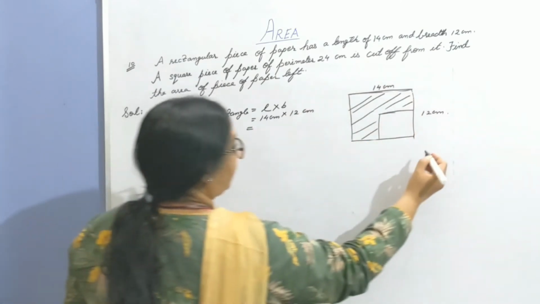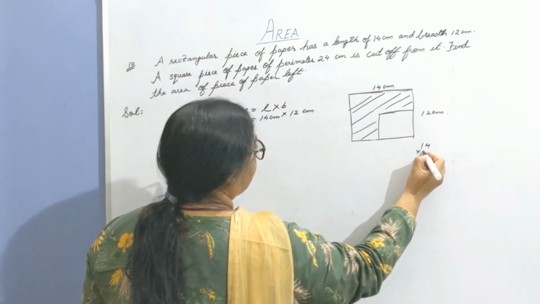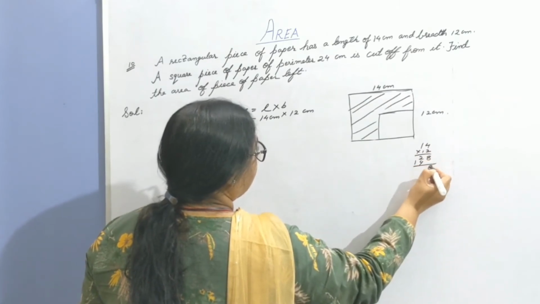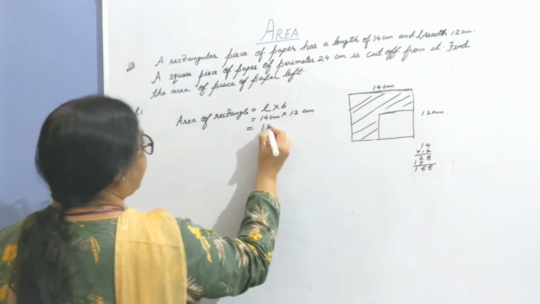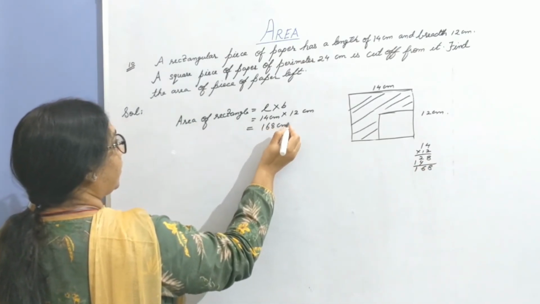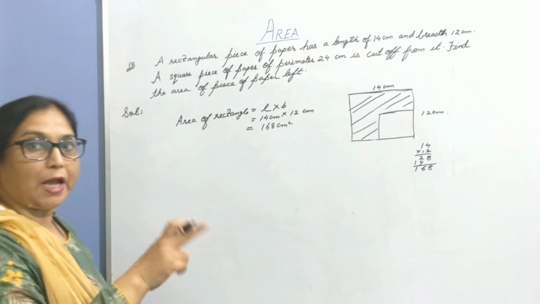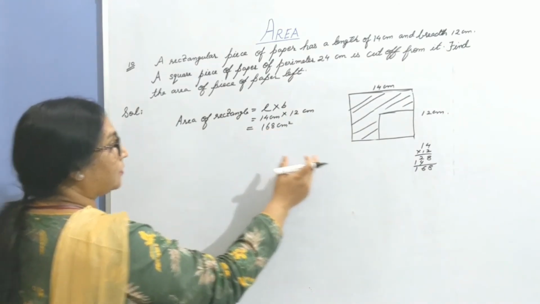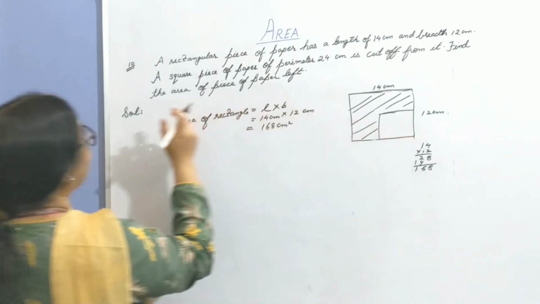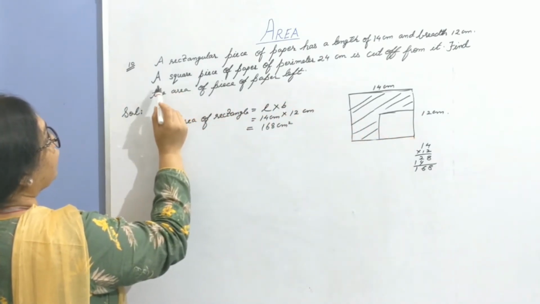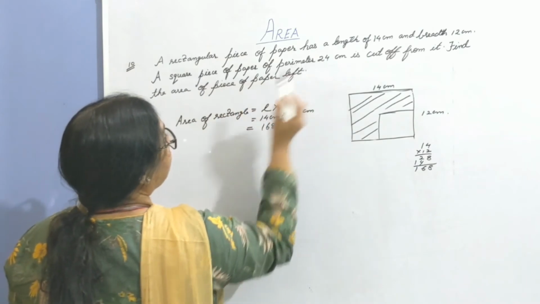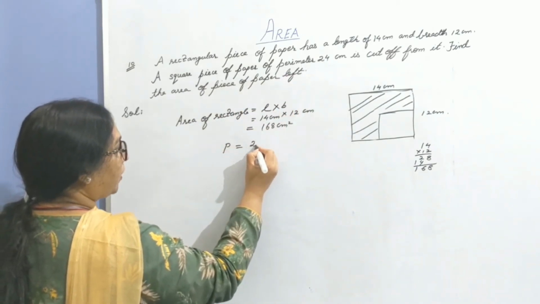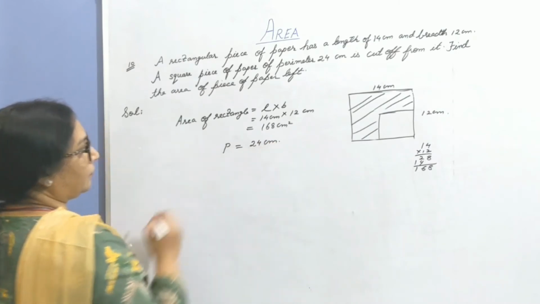14 into 12. In rough column, just multiply the two. 8 to 14, 8, 6, 1, equals to 168 centimeter square. So the total area of the rectangular sheet is 168 centimeter square. Now let us move to the square part. What is provided? You are given a square piece of paper of perimeter 24. So the perimeter of that square paper is 24 centimeter.